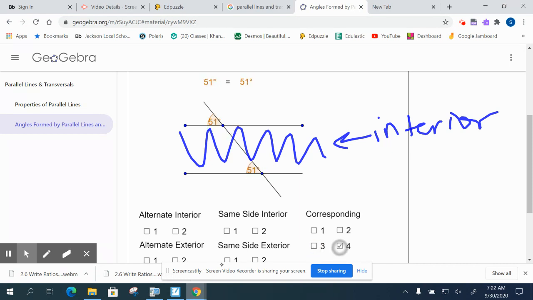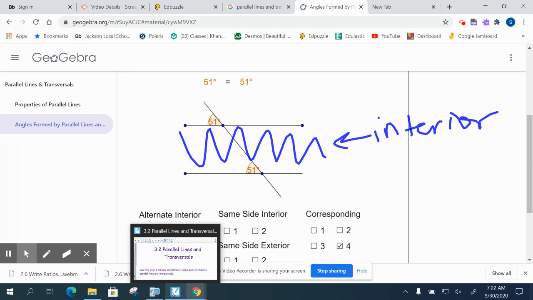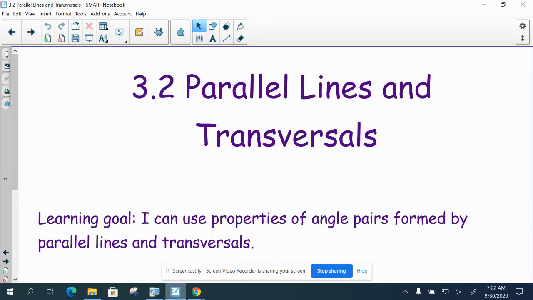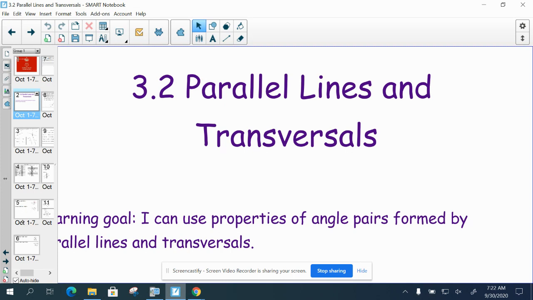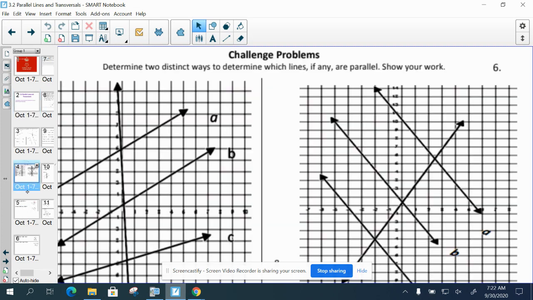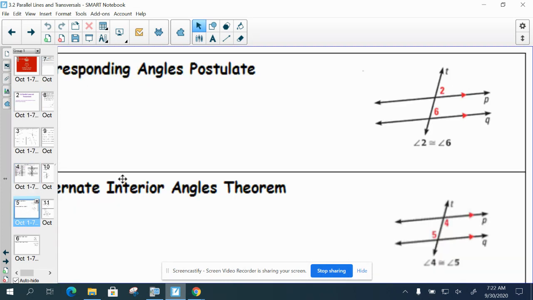Okay, I'm going to link this applet in the folder for tomorrow. That way you can kind of play around with it yourself. So anyways, let's go ahead to the definitions. So I'm going to skip a few slides.